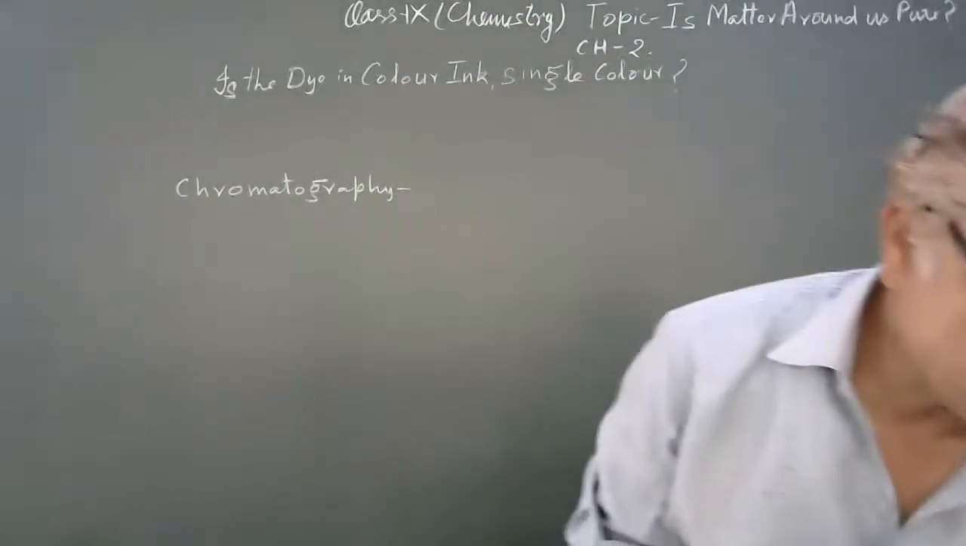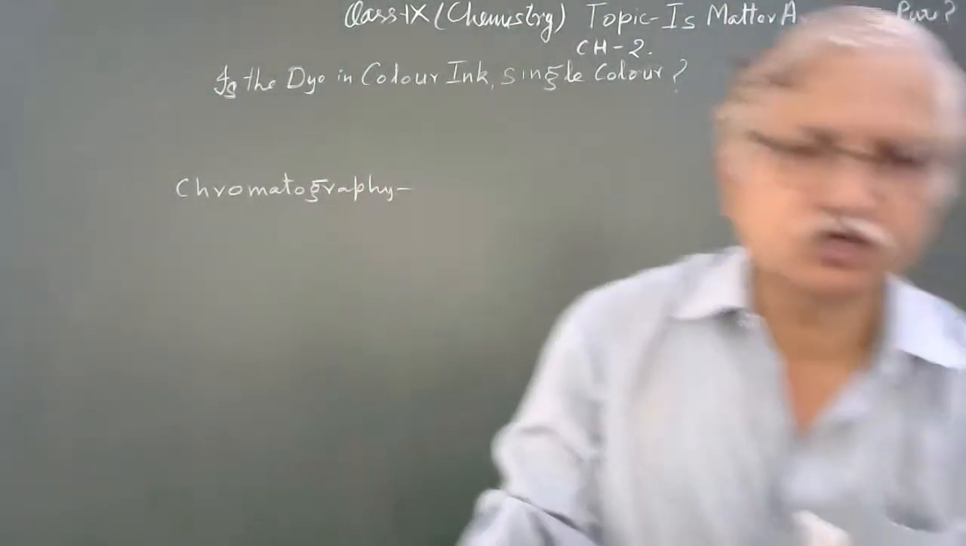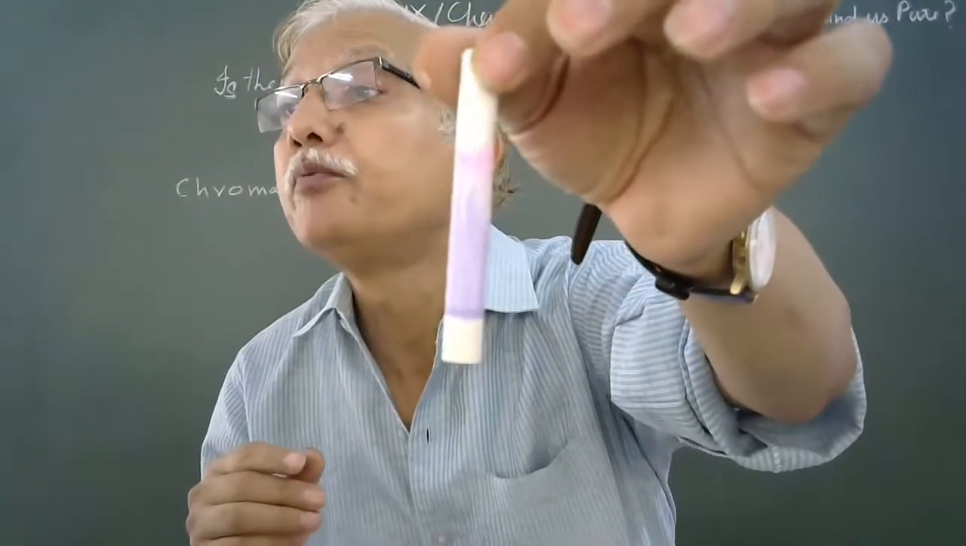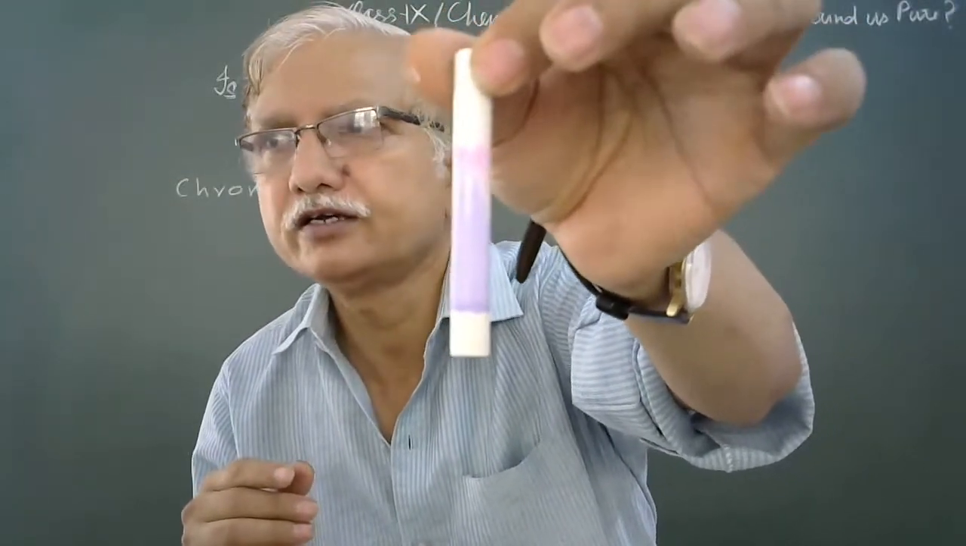Similarly, you can also see here, in case of purple on this chalk piece, you can see the red color at the top, visible, red color at the top.